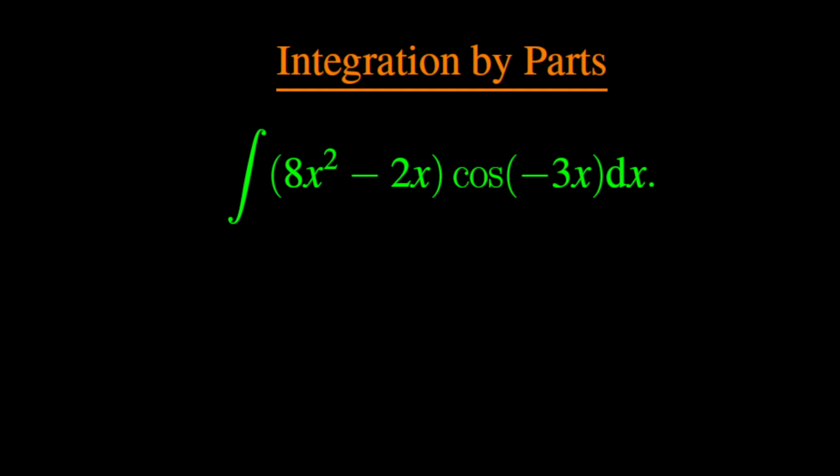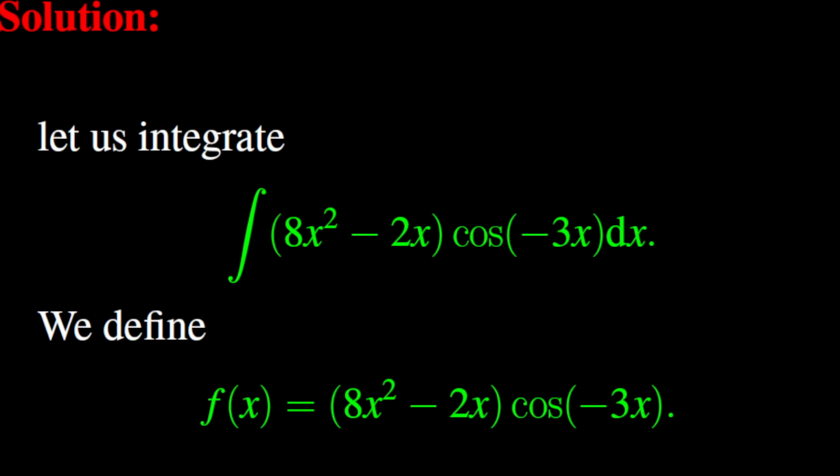Hello. Our aim in this problem is to find the antiderivative of the function 8x squared minus 2x times cosine of minus 3x. Let us integrate the function 8x squared minus 2x times cosine of minus 3x. At first glance we easily see that the function we have to integrate is a product of a nonlinear function, cosine of minus 3x, with a polynomial function 8x squared minus 2x.